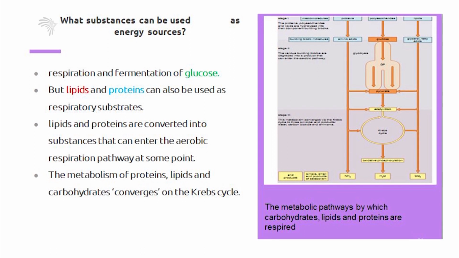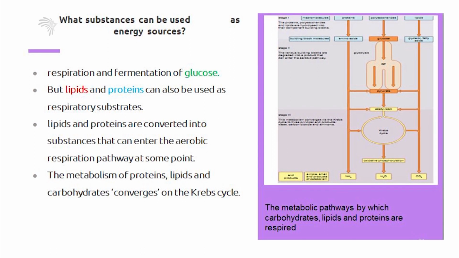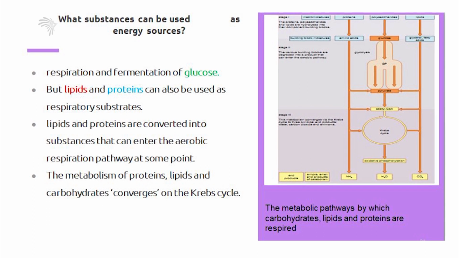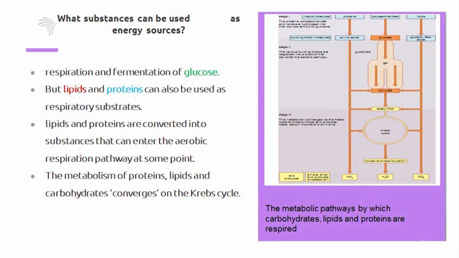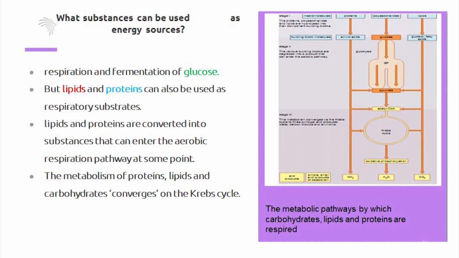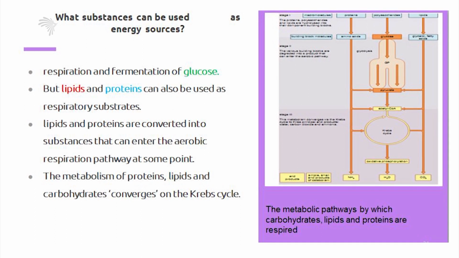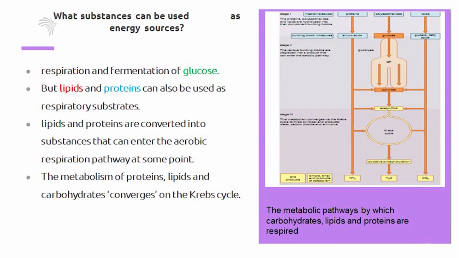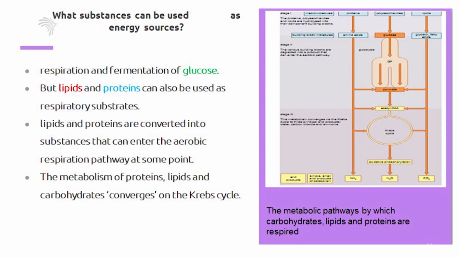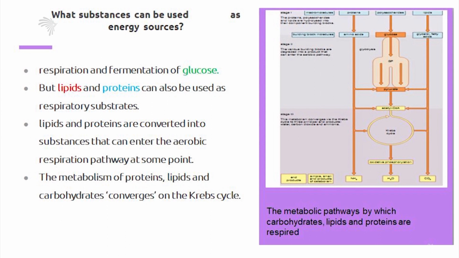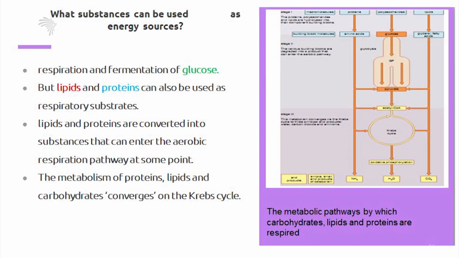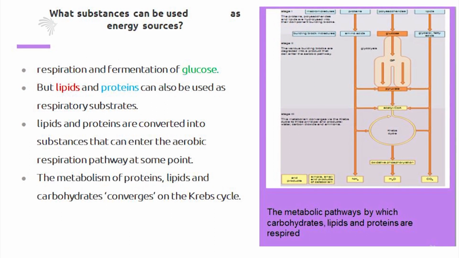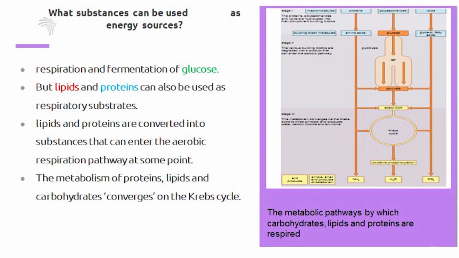So the three of them, glucose, lipids, and proteins, can serve as respiratory substrates. Not always is glucose involved; sometimes lipids and proteins can be involved in the production of energy. Lipids and proteins are converted into substrates that can enter the aerobic respiration pathway at some point. The metabolism of proteins, lipids, and carbohydrates converges on the Krebs cycle. They meet at the Krebs cycle.